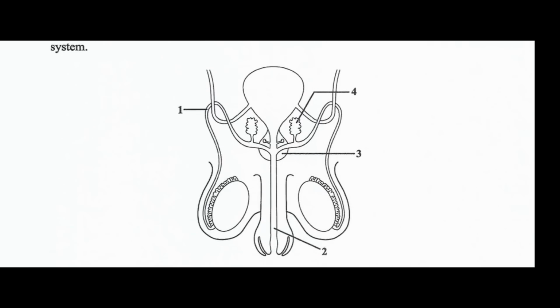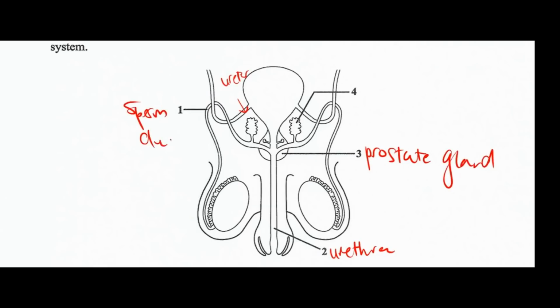I guess we can label number 2 as the urethra. Don't mix that up with the ureter. The ureter is the thing from the bladder, so this right here is your ureter. So number 2 is your urethra. Number 3 looks like the prostate gland to me. The number 1 is your sperm duct. And number 4, seminal vesicle. I don't remember.